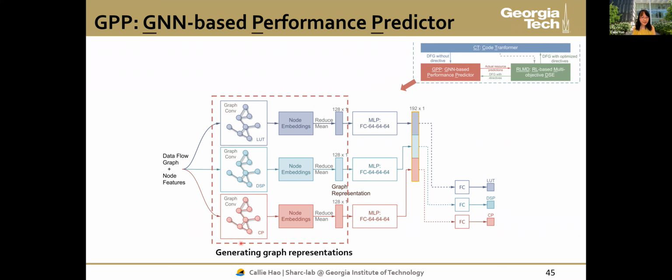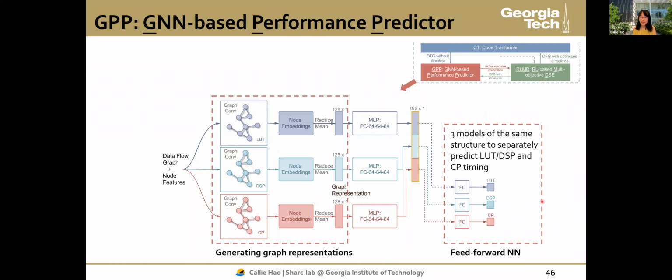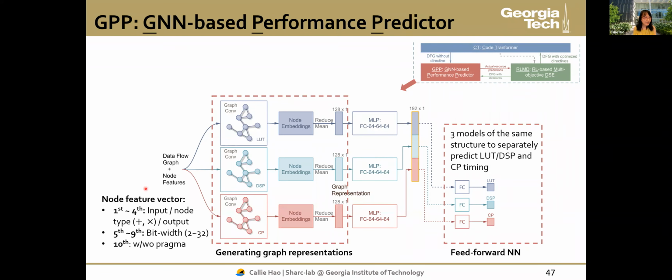So this part is to generate graph representations. And this part is where we feed the graph representation into feed-forward neural networks. Here we're using 3 models of the same structure to separately predict these 3 targets: the resource and critical path timing, the LUT, the DSP, and the CP. And the node features, we manually design these node feature vectors to indicate whether this is an input or an output, what the operation type is, what the bit width is, and whether the pragma is applied.